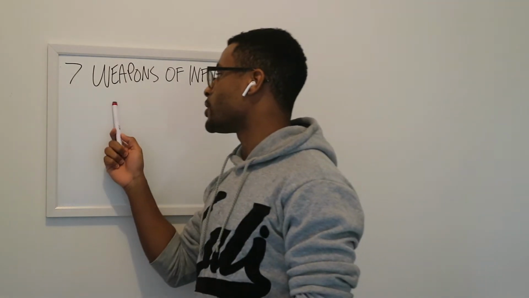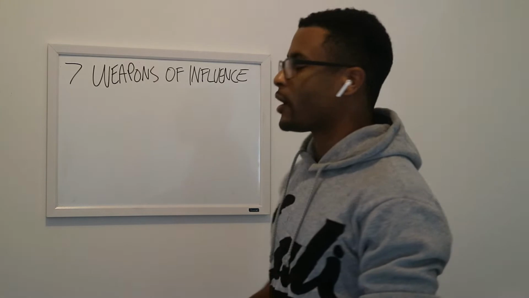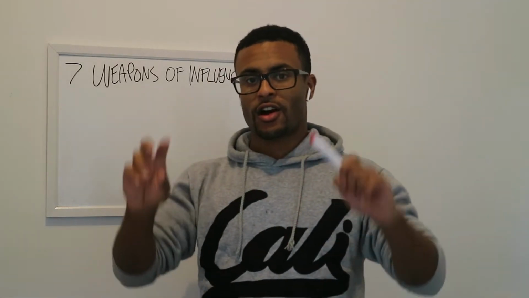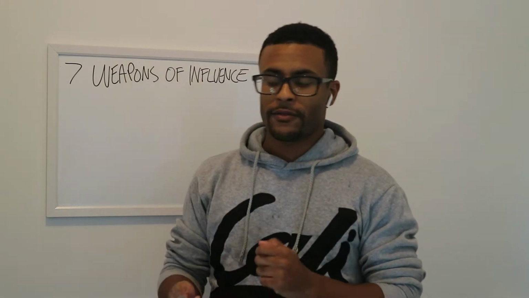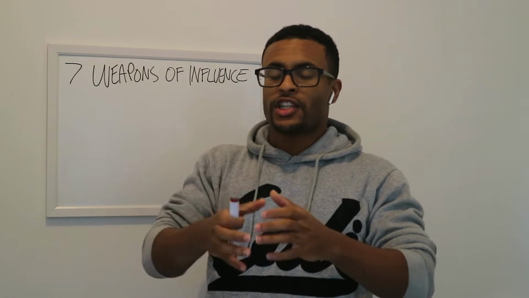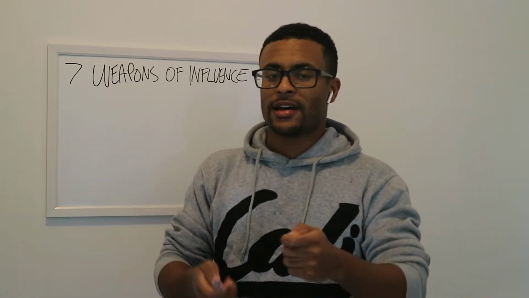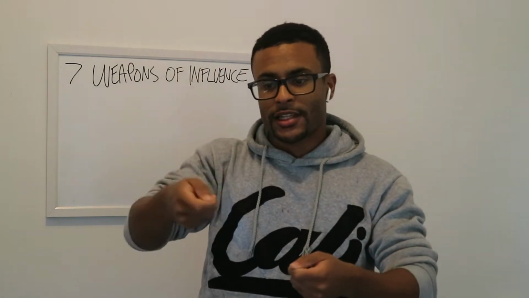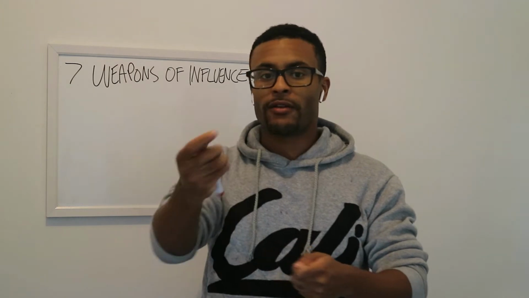So the first thing we are going to learn about are the 7 weapons of influence. There's these things called cognitive biases. You've probably heard of them before, where for whatever reason, generations and generations of humans have led to us having these, let's just call them little switches inside of our brains. And whenever you flip that switch inside of someone's brain, it makes them do something.